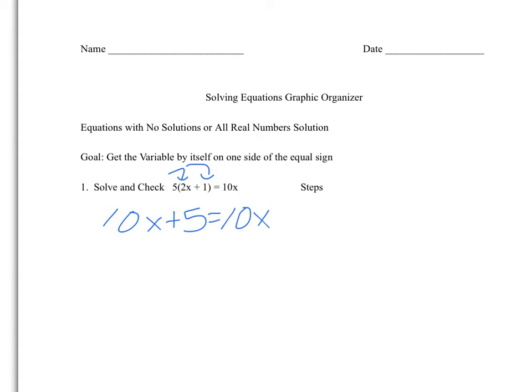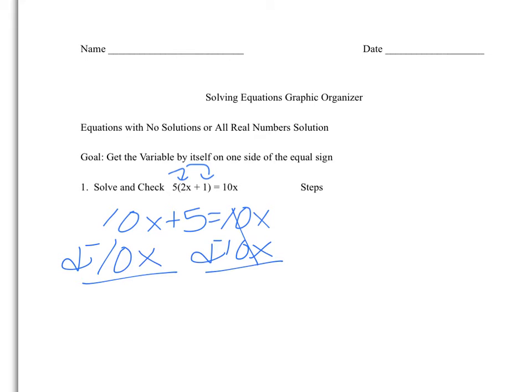Next, I'm going to look for like terms. Remember, like terms must be on the same side of the equal sign. So the 10x here and the 10x here are not like terms because of that equal sign right there in the middle. Now I need to get my variables on the same side of the equal sign. Take the variable from the right-hand side, move it to the left by adding the opposite. So I'm going to add negative 10x, and I'm going to add negative 10x.